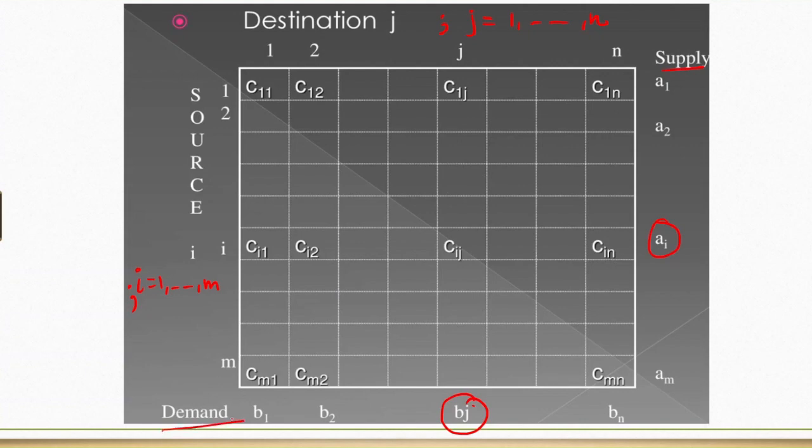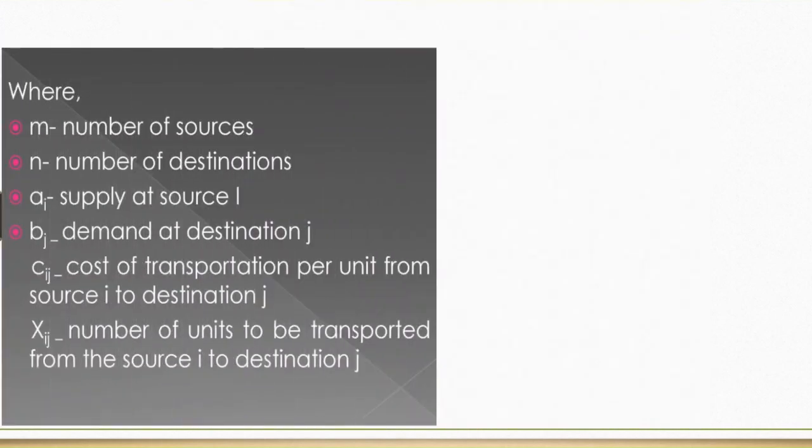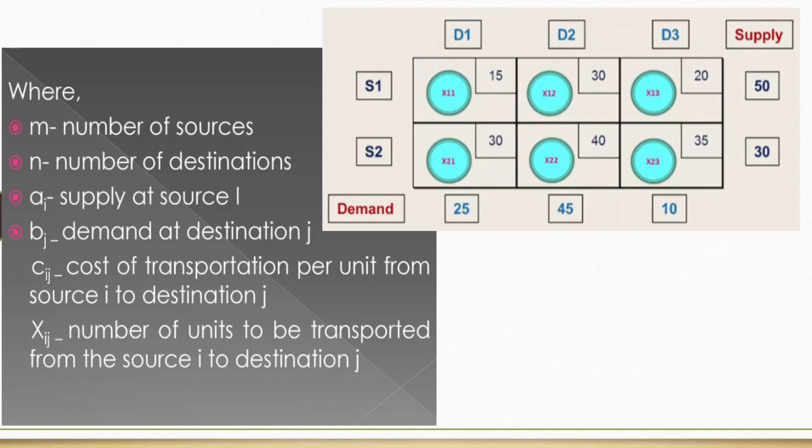This is how you will get a question. M is the number of sources, as I explained. The number of destinations is N. AI is the supply at the source I. BJ is the demand at the destination J. CIJ is the cost per unit from the source to the destination, and XIJ is the number of units to be transported from the source I to the destination J.